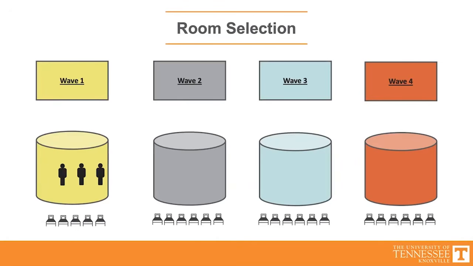In roommate pairs, only one student in the pair has to select a room. Because they are paired, they can also assign a bed to their roommate, even if the roommate is not logged into the system.